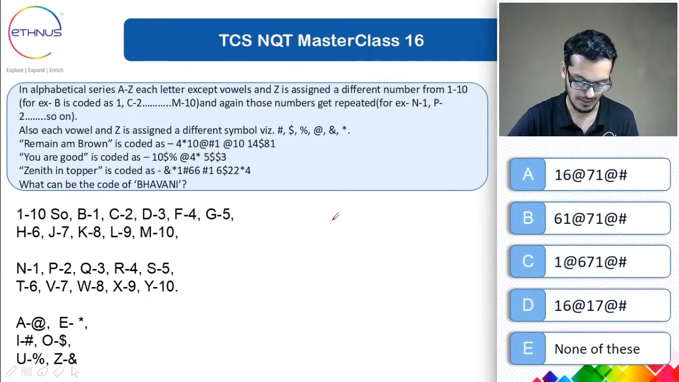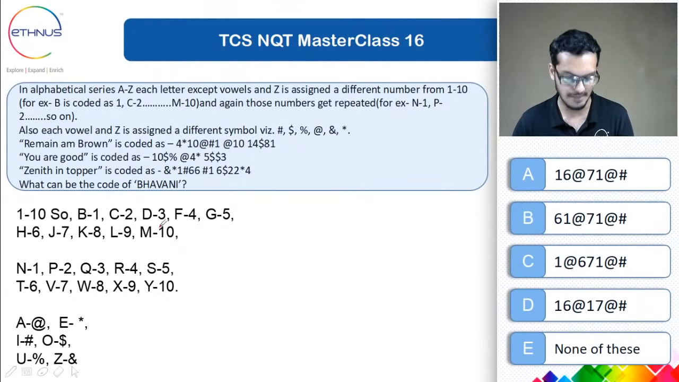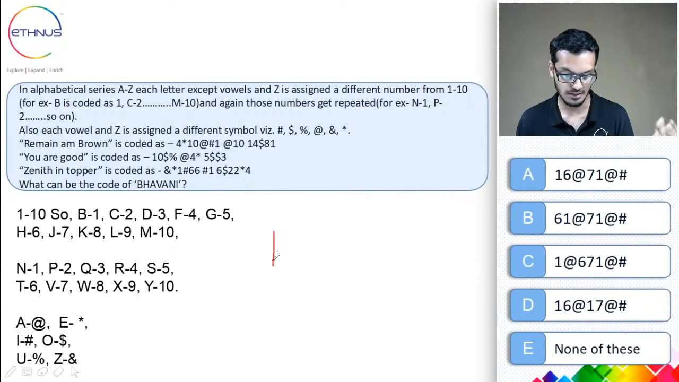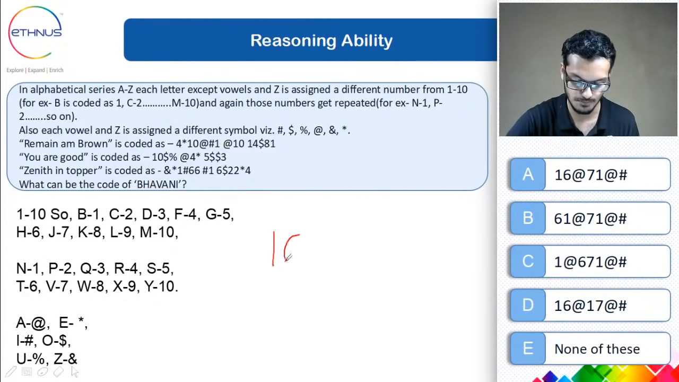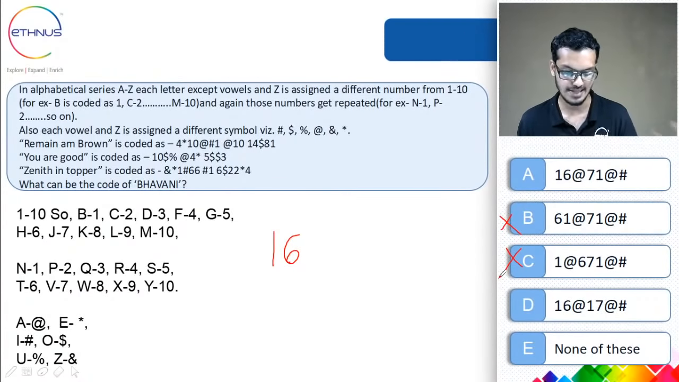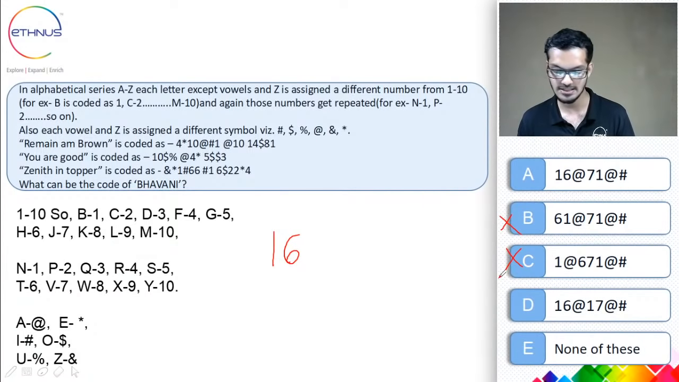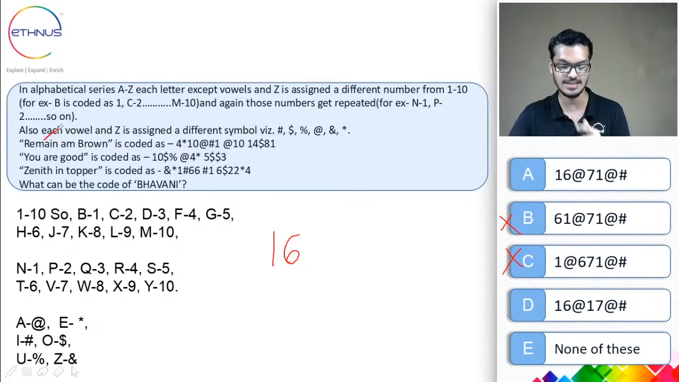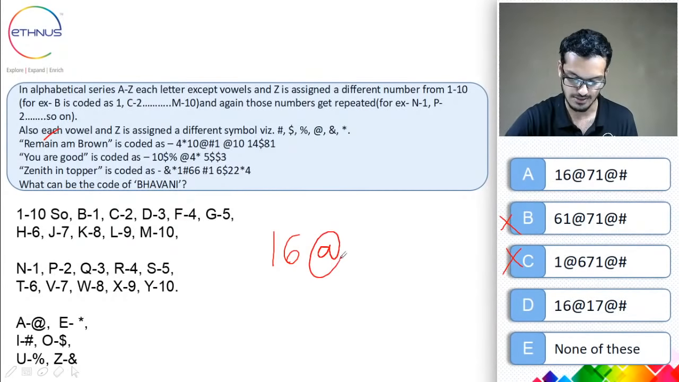So you can just guess it quickly. Definitely for B, as per the code, it should be 1. So the first one will be 1. Now the next one, that is H, you can go and check what is the number for H. Definitely it should be 6. So 1, 6 is what we got. So we can eliminate these two options, which are B and C. And next we go for the next letter, that is A. And A is again a symbol that is given. As per their information, you can check here, A is coded as et. So this is what we get here.